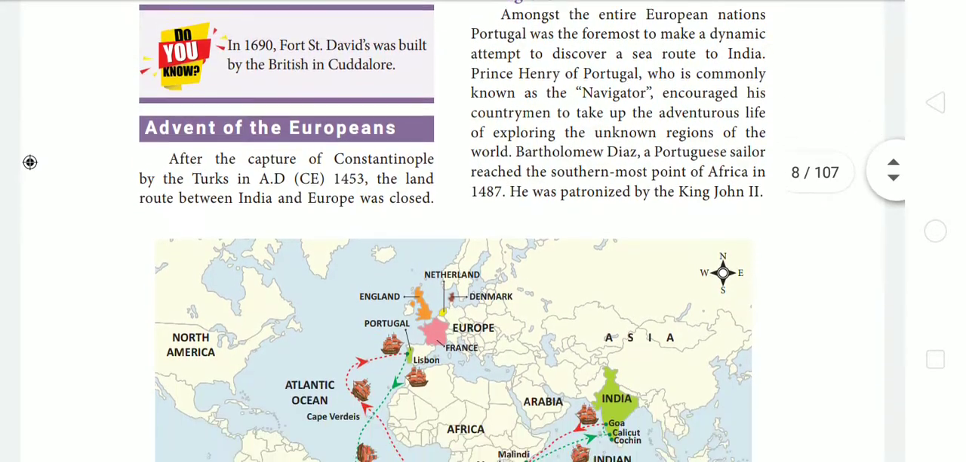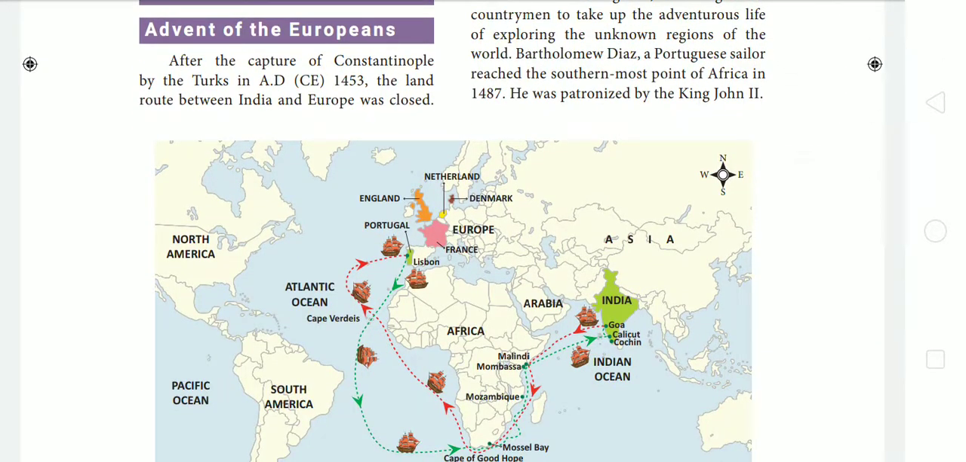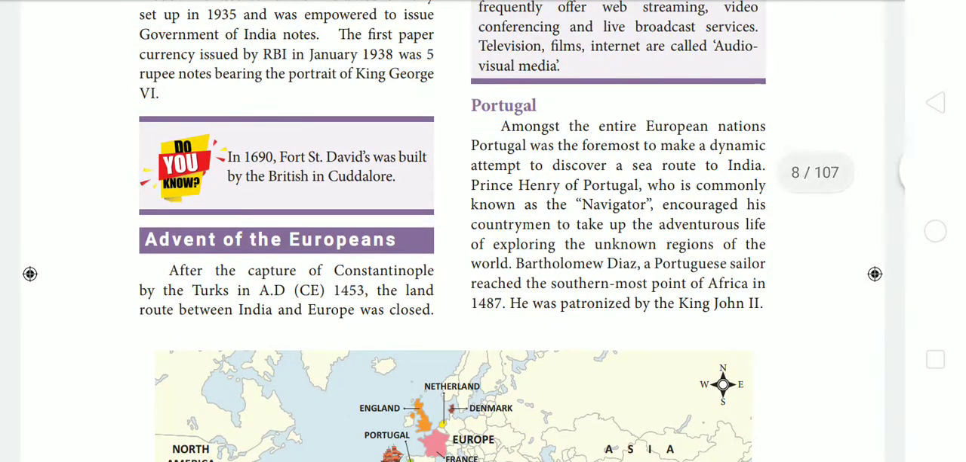You can see the picture. First one, Portugal. Amongst all the European nations, Portugal was the foremost to make a dynamic attempt to discover a sea route to India. It took an active part in trying to discover the sea route to India.